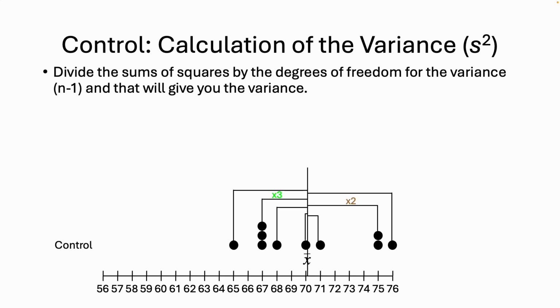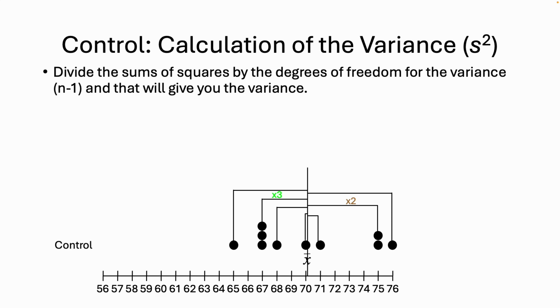We then divide the sums of squares by the degrees of freedom for the variance, which is the sample size minus 1, and that will give you the variance. The reason that we reduce the degrees of freedom by 1 is because when we calculate the mean, we use all of the information that is in the data set to calculate the mean. And so it's divided by the total size of the data set.